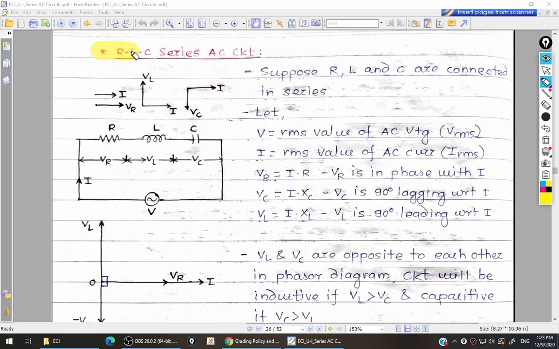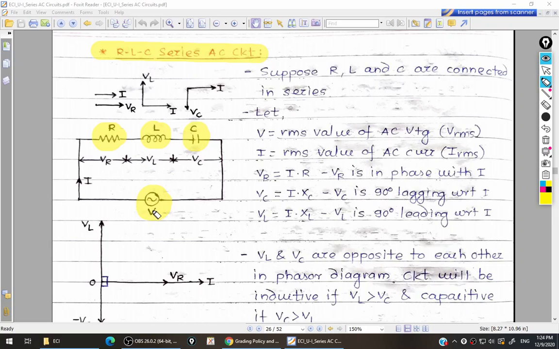So friends, our today's topic is RLC series AC circuit. In this circuit, we are connecting resistor, inductor and capacitor in series with a single phase AC supply. Okay, so how will your circuit look like? Your circuit will consist of a resistor, then inductor and then capacitor. All these are connected in series across a single phase AC supply like this.